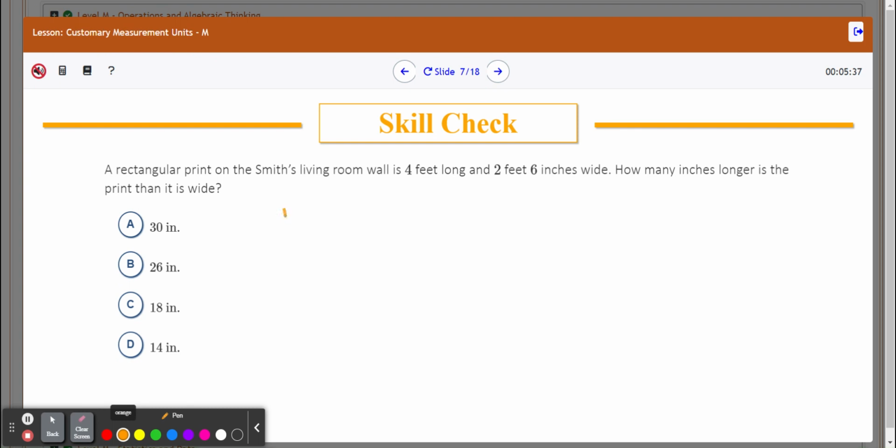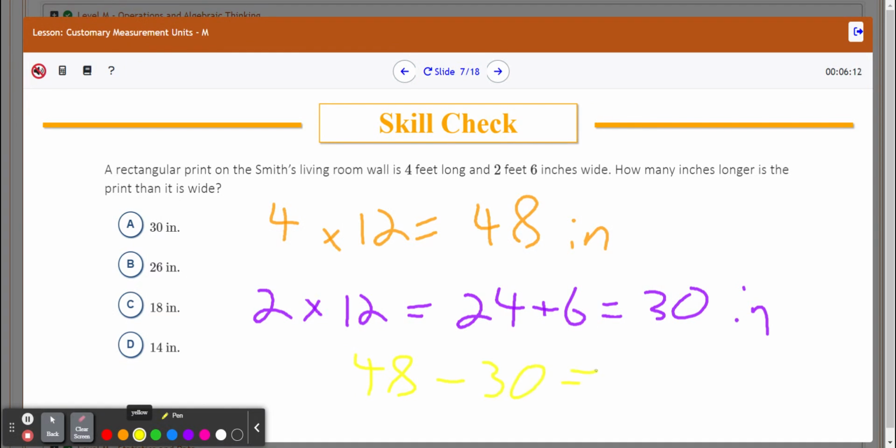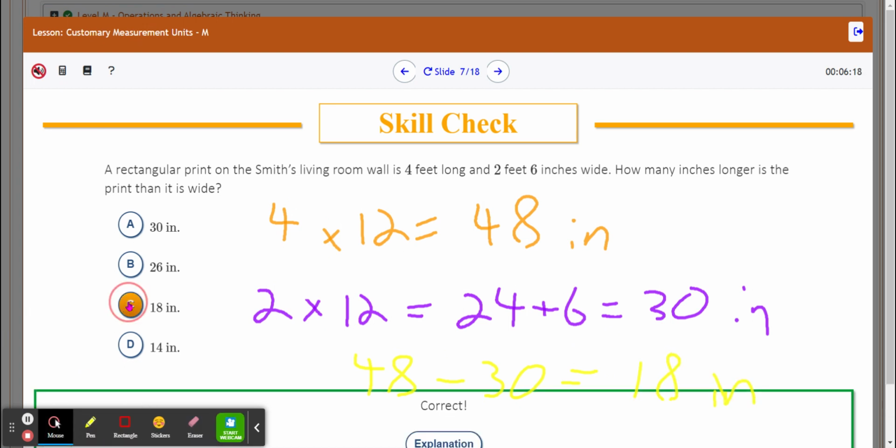First things first, it's 4 feet long. We know that 1 foot is 12 inches. So I'm going to do 4 feet times 12 inches, which gives me 48 inches long. Now, the other one is 2 feet and 6 inches wide. Again, 2 feet times 12 gives me 24 inches, because it's 2 feet, and then another 6 gives me 30 inches. So if it's 48 inches long and it's 30 inches wide, 48 minus 30 gives me 18 inches, which is our answer.